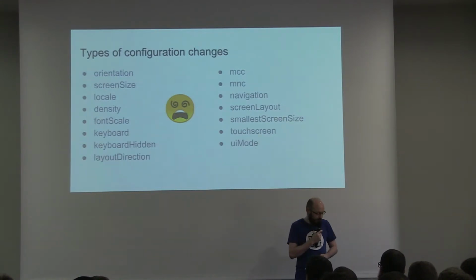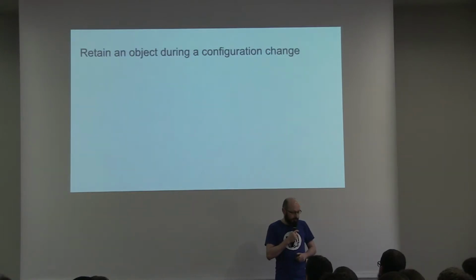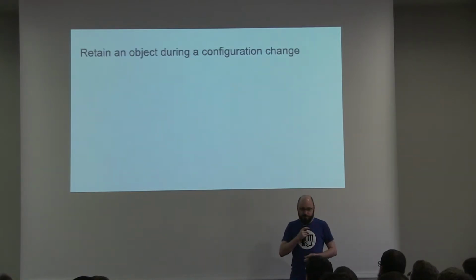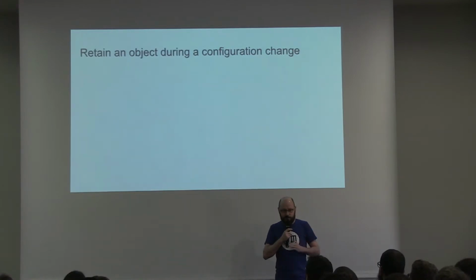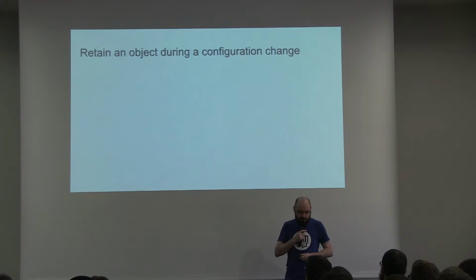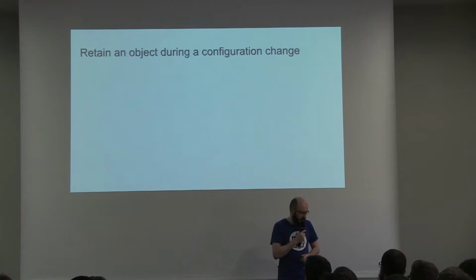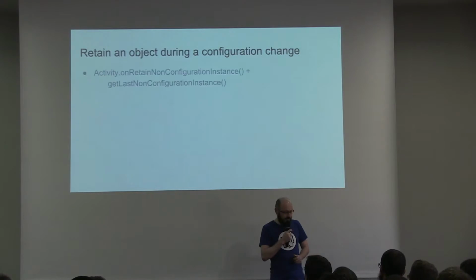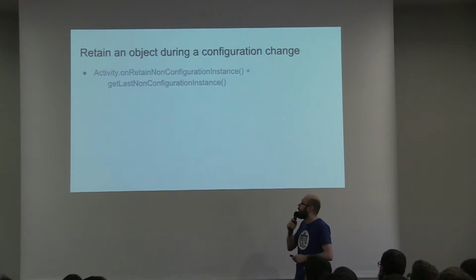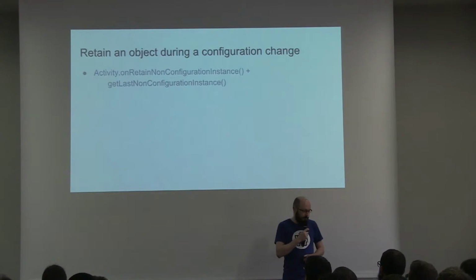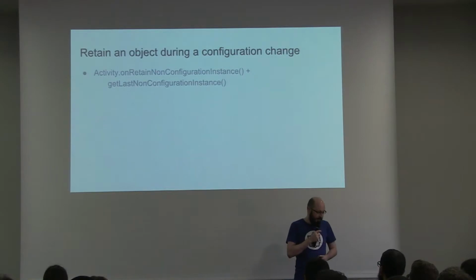Okay, so another thing you can do is let the system do the activity recreation, so destroy the old activity, start a new activity, but retain an object. And in this case, object is just a Java object, or since I'm using Kotlin on my slides, a Kotlin object. There are a couple of methods that were added over the years. In the beginning, we only had this, a callback in activity called onRetainNonConfigurationInstance. Super short, super easy to remember.